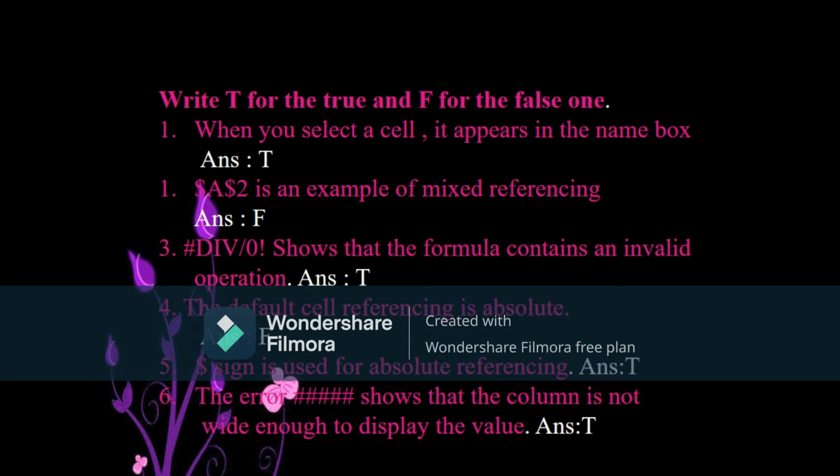False. #DIV/0! shows that the formula contains an invalid operation. Actually it indicates the invalid operation only, so the statement is true. Then the default cell referencing is absolute. No, that's false. That's relative. The default cell referencing is not absolute, so the statement is wrong.